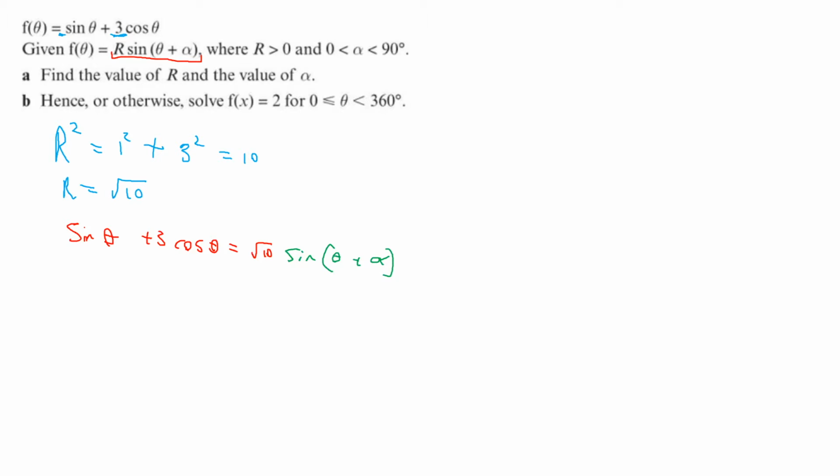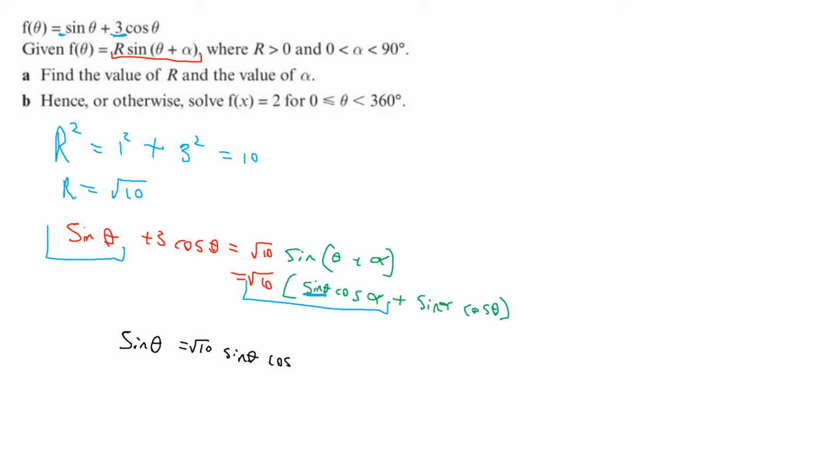Now, how else can we write alpha? We can rewrite sine theta plus alpha as root 10 times, and we use the compound angle formulas, sine theta cos alpha plus sine alpha cos theta. And now what we can do is compare the coefficients. For this one, we have a sine theta, and for this one, we also have a sine theta. So therefore, we can say that sine theta is equal to root 10 sine theta cos alpha.